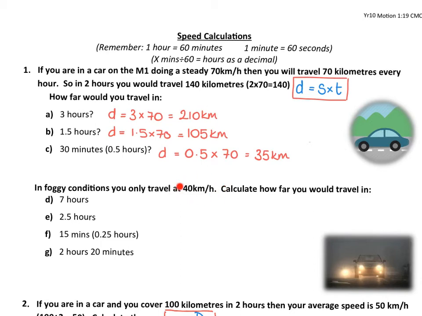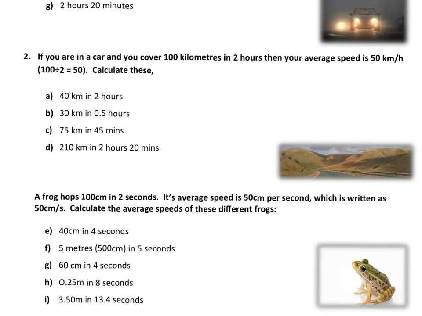Okay, so you're now traveling at 40 kilometers per hour. Okay, so question 2 is about calculating speed. So speed equals distance over the time. A little equation. So we'll now apply it to these questions. Okay, so 40 kilometers in 2 hours. So our speed will equal our 40 divided by 2. So 20 kilometers per hour.